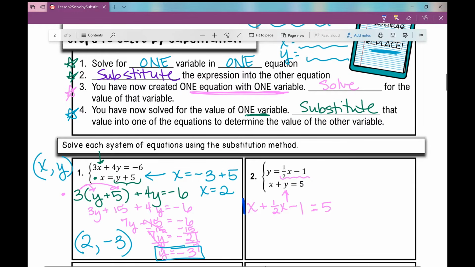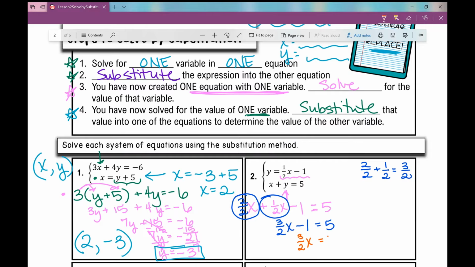Right here, that's 1x. If I want to add it to 1/2 x, could I rewrite this as 2 over 2 times x? And then when I'm combining like terms, I've got 2 over 2 plus 1 over 2, which is 3 over 2. You could also write 1.5, but we're going to write 3 over 2 times x minus 1 equals 5. And now what do I need to do? Add 1.